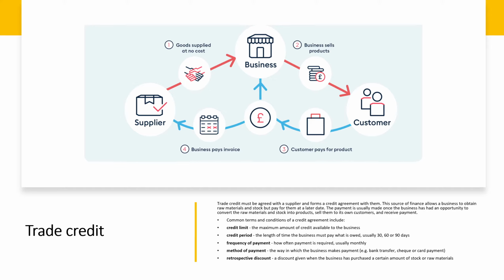Common terms and conditions of a credit agreement include a credit limit, the maximum amount of credit available to the business; a credit period, the length of time the business has to pay what is owed, usually 30, 60, or 90 days; frequency of payment, how often payment is required, usually monthly; the method of payment, the way in which the business makes payment, such as bank transfer, check, or card payment; and retrospective discount, a discount given when the business has purchased a certain amount of stock or raw materials.